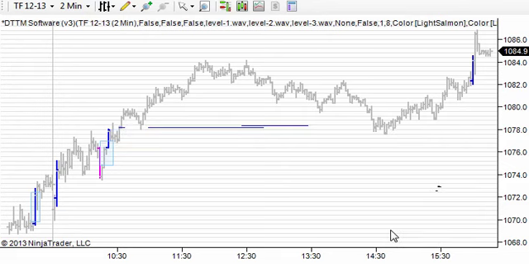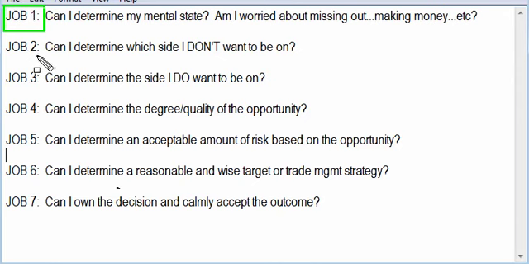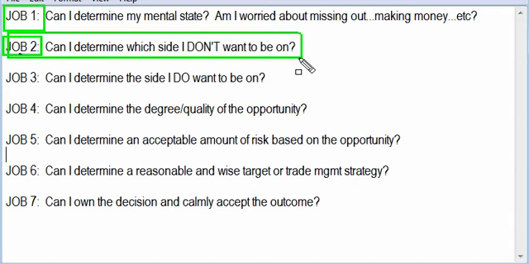Job 1 is mental, but job 2 is avoiding bad trades. Okay, if you did nothing but help yourself avoid more bad trades, not even getting into managing trades better, getting into more good trades, judging the quality of trades, but if you can do nothing more than reduce the number of bad trades you get into, you're making huge progress in your trading. So hopefully that makes sense. Just again, follow the level 3s. That's kind of the first building block, the first thing that we talk about.